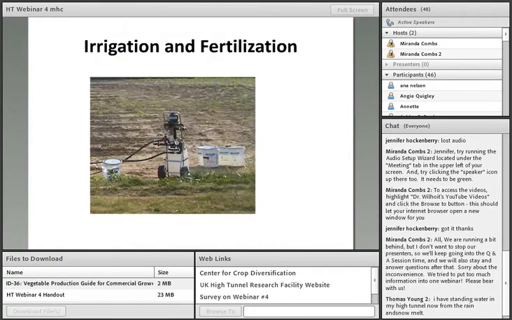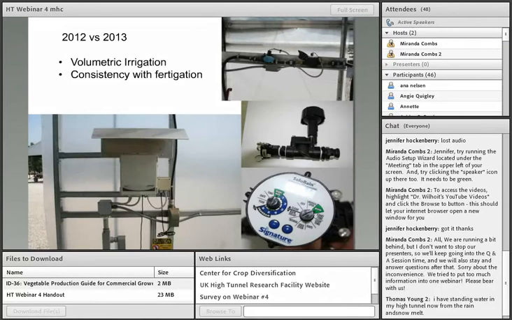Okay, so irrigation and fertilization, I'll be honest, it's a pretty broad topic to cover, and certainly they're going to have specifics for individual crops. I'll focus on tomatoes as an example because it does tend to be the predominant crop in high tunnels currently. Whether you're in Indiana, Ohio, Kentucky, Illinois, it certainly predominates the high tunnel systems.